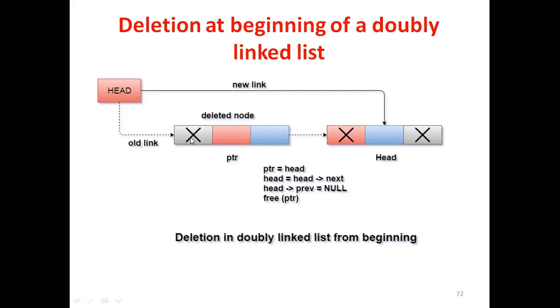Okay, now if you want to delete this node, after deletion of this node, this will become the first node. Now if this node will become the first node, what will happen, this head will now point to this node. So this will be the new link, head will point to this node now, and this previous field of this node should point to null value. So this will become null value.